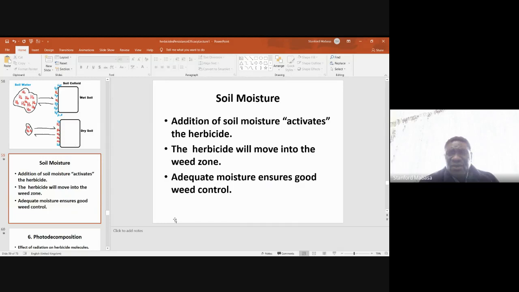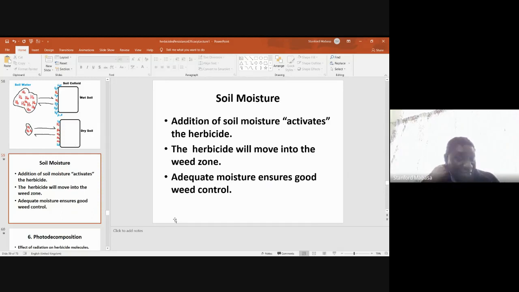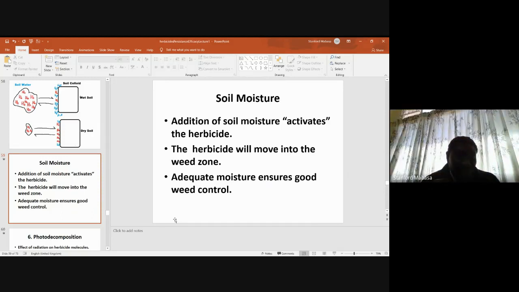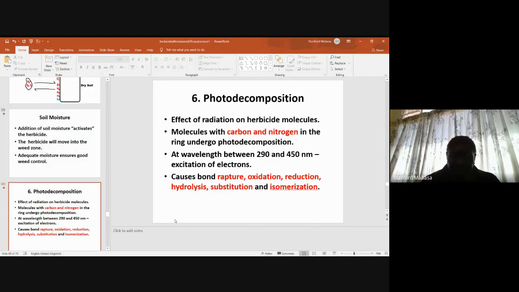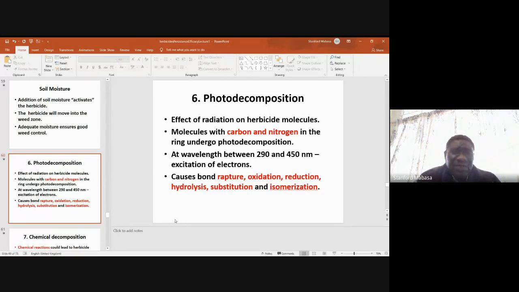Again, the addition of soil moisture activates the herbicide, especially the pre-emergence herbicides, which are applied directly to the soil, to move into the weed zone. This is what we call activation. So adequate moisture ensures good weed control. So that was for soil adsorption.